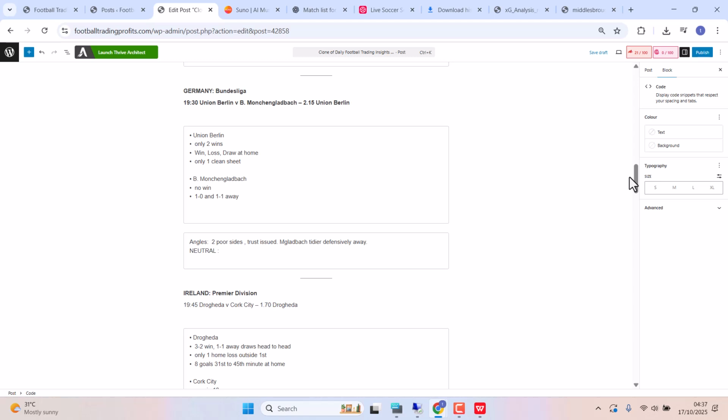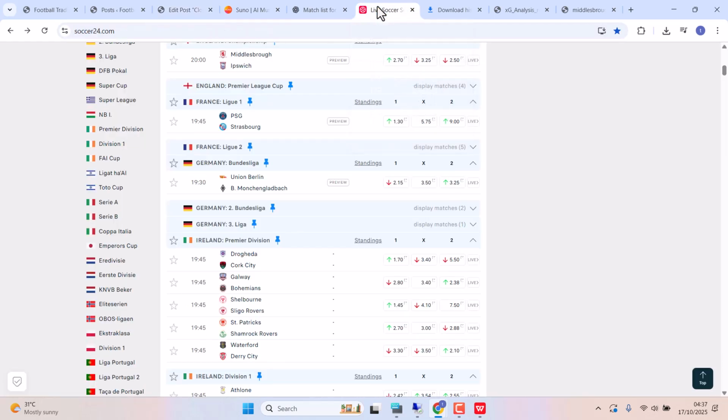Only 2 wins for Union Berlin, no win for Borussia Mönchengladbach, but they are keeping it tighter away with a 1-0 and a 1-1 away from home. Only the 1 clean sheet for Union Berlin. Not for me at all.